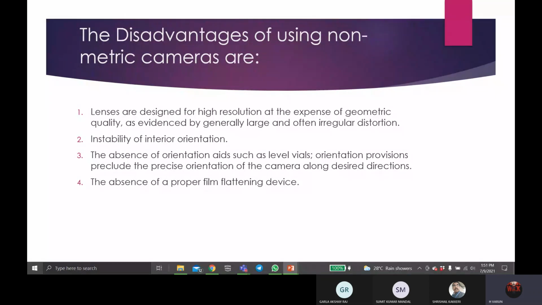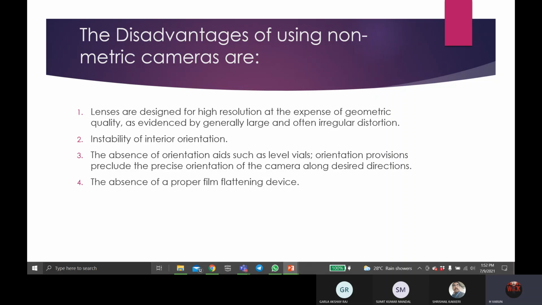The disadvantages of using non-metric cameras are that lenses are designed for high resolution at the expense of geometric quality, as evidenced by generally large and often irregular distortion. That means the lenses used in non-metric cameras are for high resolution, which will give extensive geometric distortion. We can say around 90 to 95% of exact geometric quality you will get in non-metric cameras. Instability of interior orientation. The absence of orientation aids such as level vials and orientation provisions preclude the precision orientation of the camera along the desired directions.